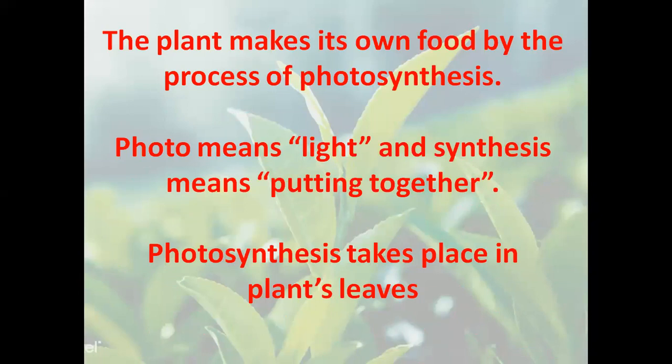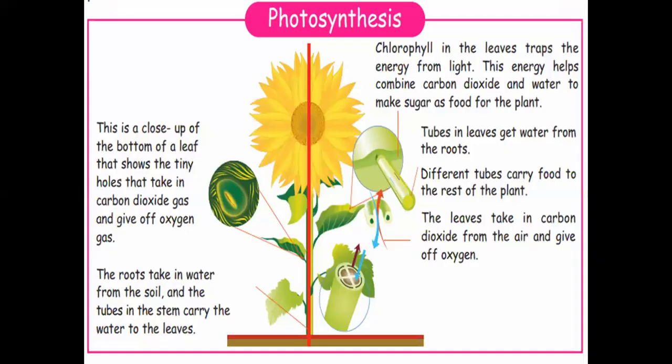As I said, the plant makes its own food by photosynthesis. Photo means light, synthesis means putting together. Putting what together? Chlorophyll in the green plant traps the energy from the sunlight. This energy helps to combine carbon dioxide and water to make the sugar for the plant. This sugar, as I said before, is stored in the form of starch. The reactants in the photosynthesis reaction are carbon dioxide and water.